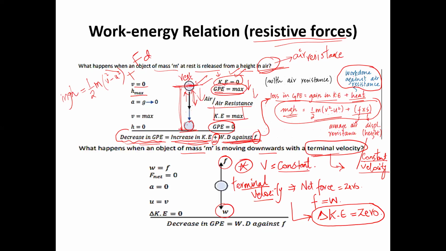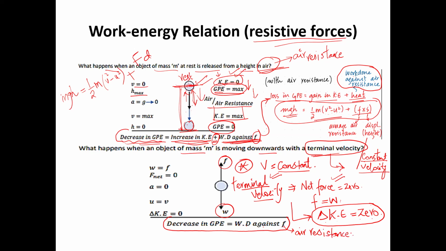Mark this point. Whenever a body is moving with constant velocity, there is going to be a concept of terminal velocity. There will be a concept of net force zero. Our resistive force will be equal to the weight of the object, and the change in kinetic energy will be zero. So in this case, whatever gravitational potential energy is decreasing, all of it is being lost or converted into work done against the friction force, work done against the air resistance.